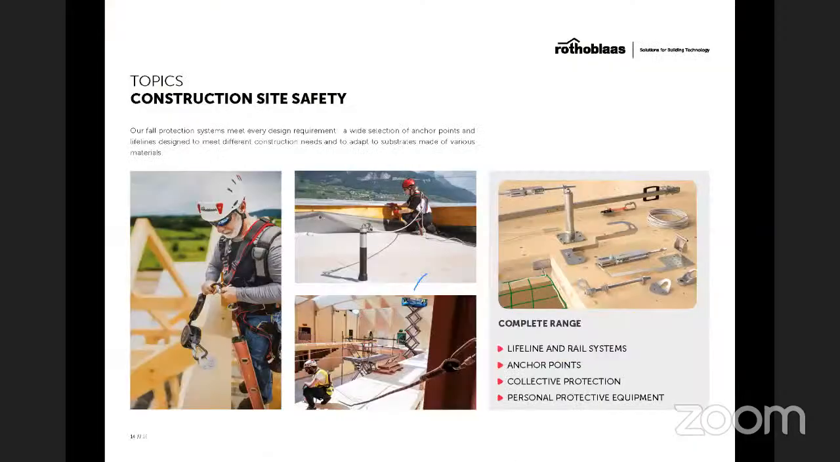And then finally, the product line that I wanted to touch on is that worker safety has never been more important. We always want to ensure that we reduce the risk of fatalities in our construction. So one of the product lines we also have is fall protection, where we supply systems for use while working at height. In this range, we supply lifelines, anchor lines, and anchor points. We also supply collective protection and personal protection equipment.